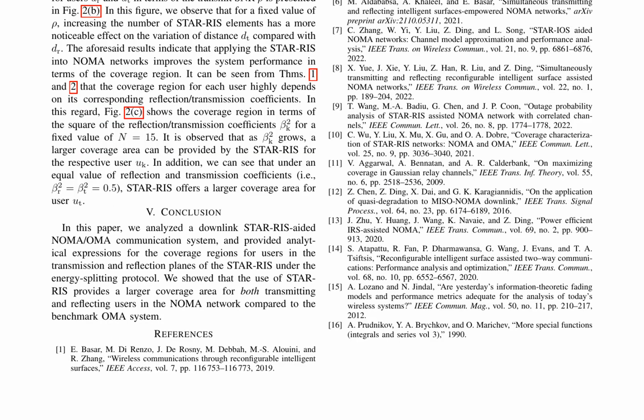The behavior of the coverage region is presented in terms of the transmit SNR rho and the square of the transmission, reflection coefficients beta_k squared. The results indicate that applying the STAR-RIS into NOMA networks improves the system performance in terms of the coverage region. In conclusion, the authors provide a comprehensive analysis of the coverage region in STAR-RIS-aided NOMA, OMA communication systems, highlighting the benefits of using STAR-RIS in terms of coverage area and system performance.